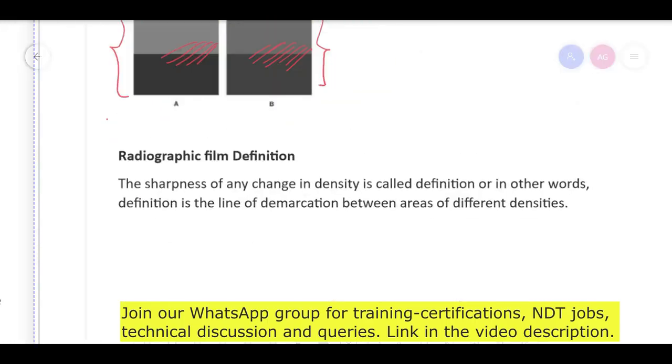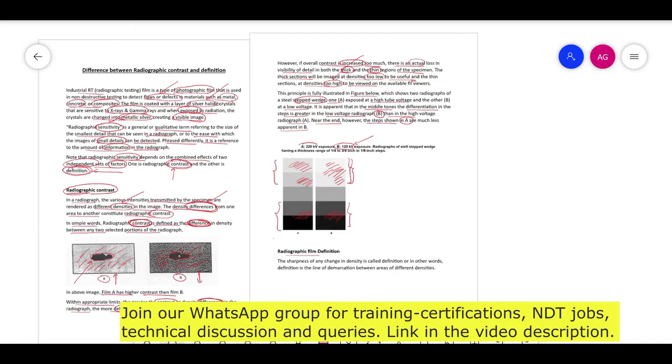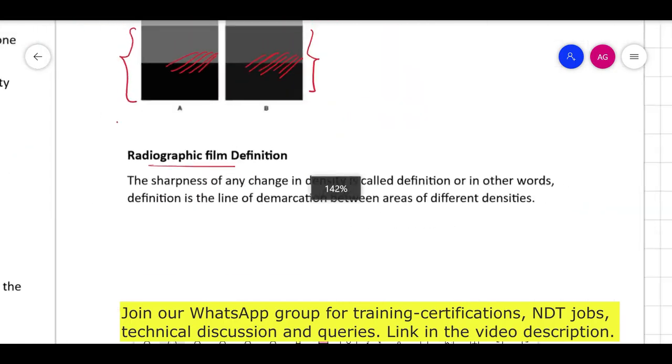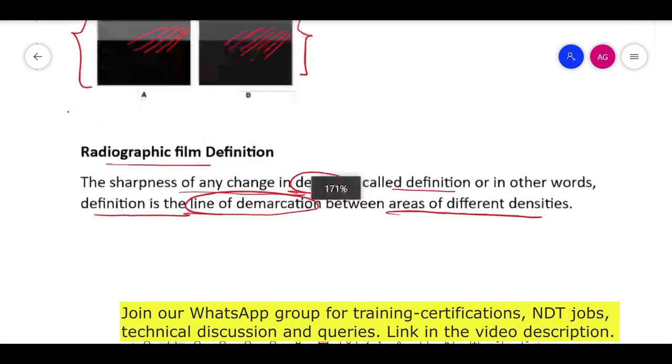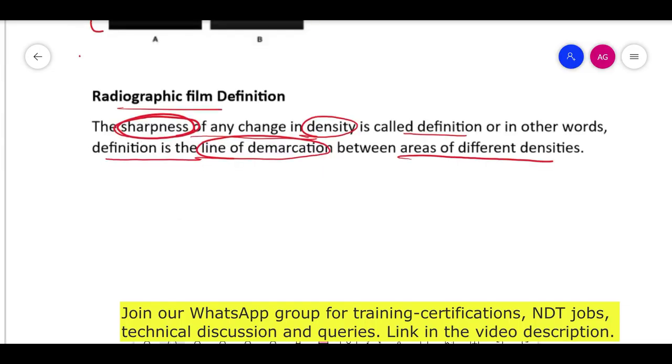Now the second term here is radiographic film definition. Okay? What is definition? The sharpness of any change in density is defined as definition. In other words, definition is the line of demarcation between areas of different density. So here you can see the difference in density, but how sharp you can see it, okay? How sharp you can see the difference in density is called radiographic film definition. So in simple language it can be called line of demarcation.